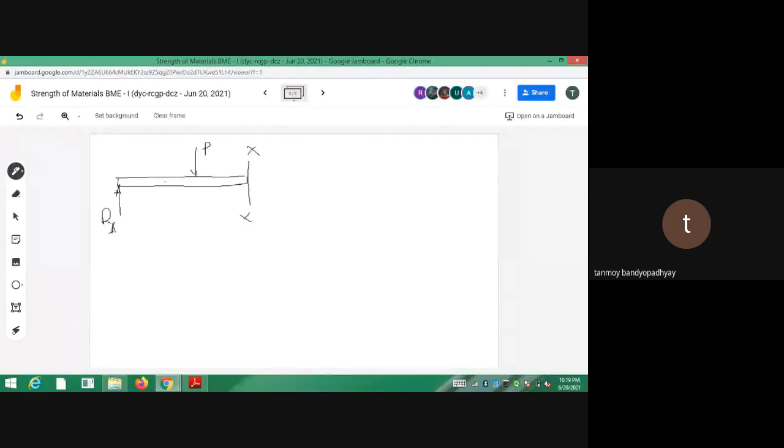So now I am taking a portion AC. This was your A, this one is the point B, and this one is a certain intermediate point between B and C where I have taken out a cross section. So at this point X, let Vx and Mx be the shear force and the bending moment acting at a point X.